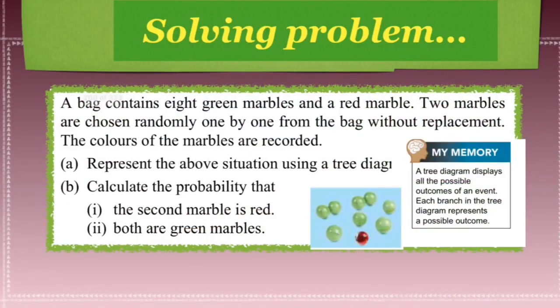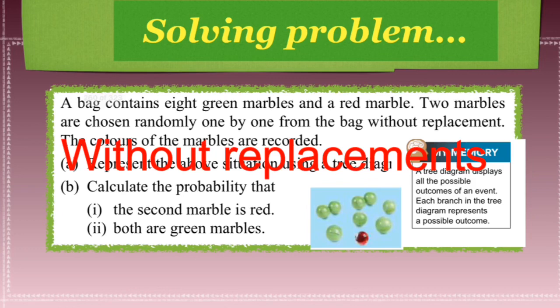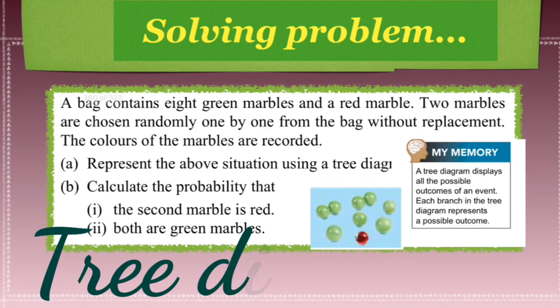Let's solve the problem. A bag contains 8 green marbles and a red marble. 2 marbles are chosen randomly one by one from the bag without replacement. The color of the marbles are recorded. So please highlight the keywords without replacement. Represent the above situation using a tree diagram.